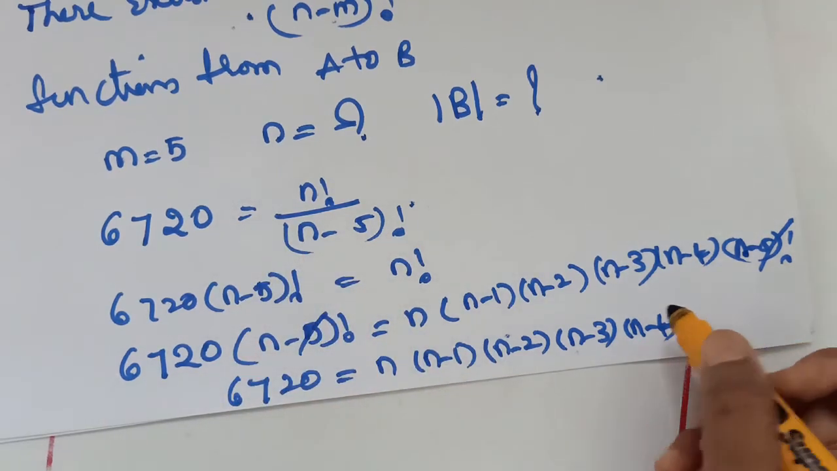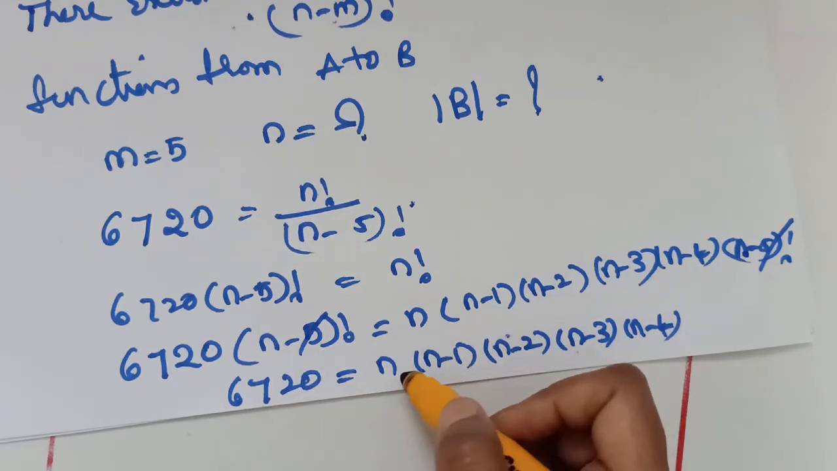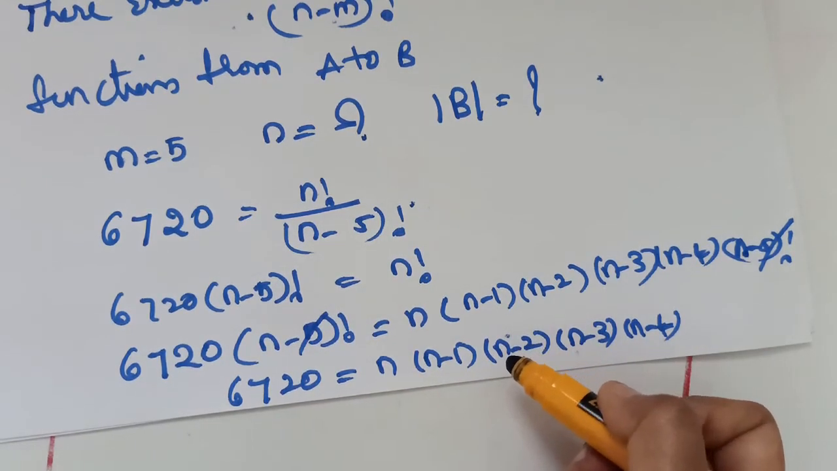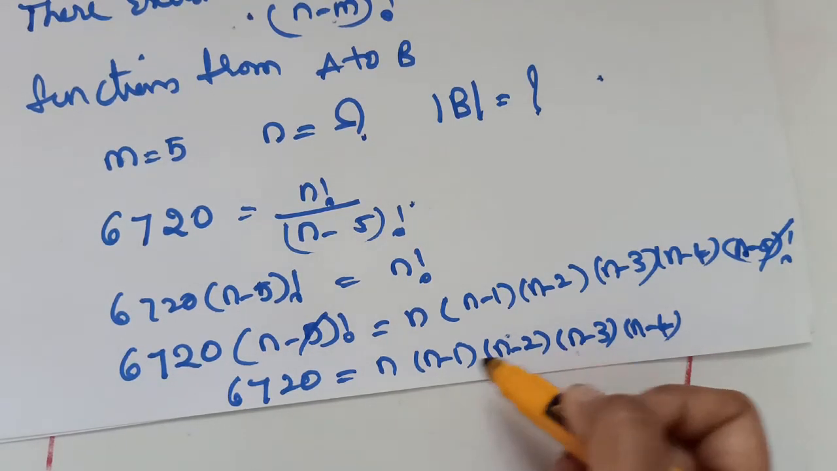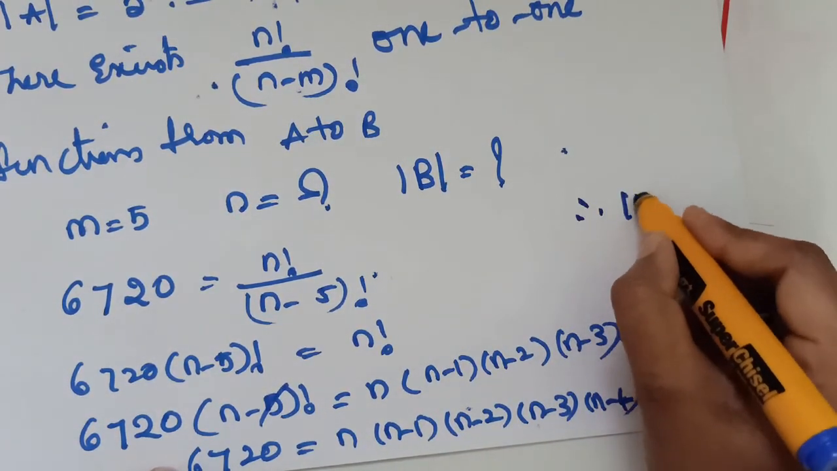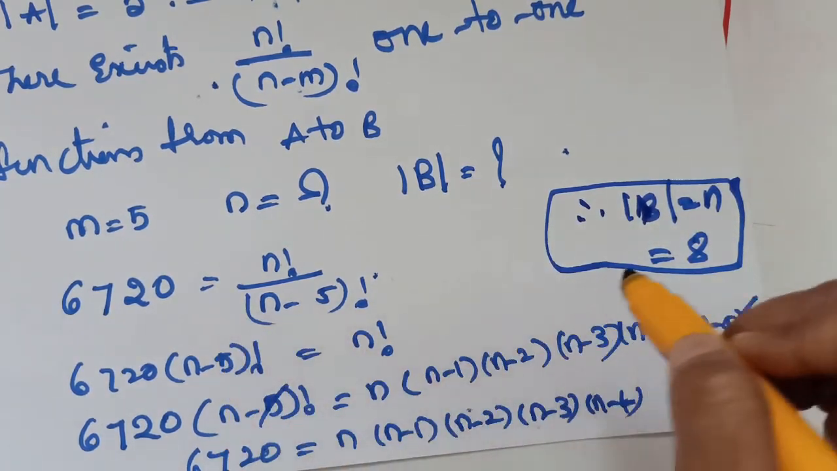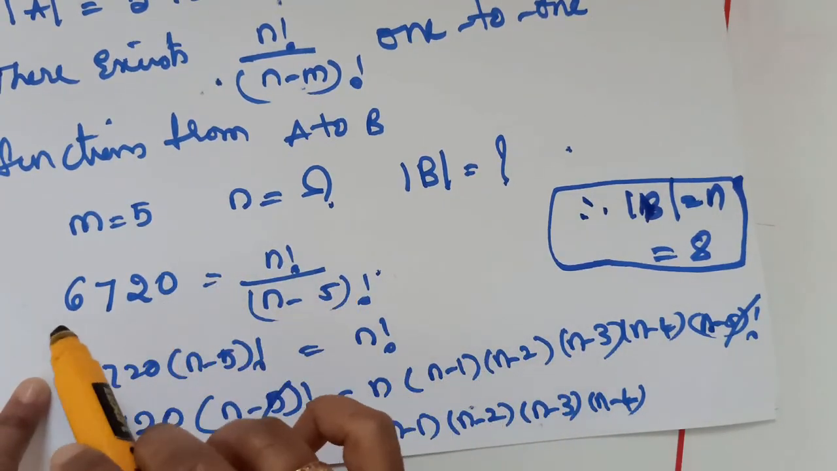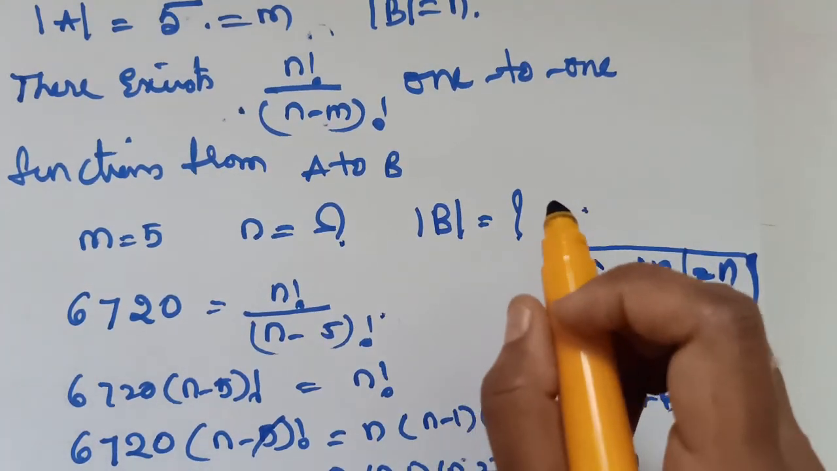So here the n value, by taking n equal to 6 you can check. If I take n equal to 6, that value is not 6720. You can check by taking n equal to 7 and n equal to 8. If I take n equal to 8, that value is equal to 6720. Therefore, the cardinality of set B, which is denoted by n, is equal to 8. Okay. If you have a set B with 8 elements, from A to B there exist 6720 one-to-one functions. Okay. This is about today's topic.